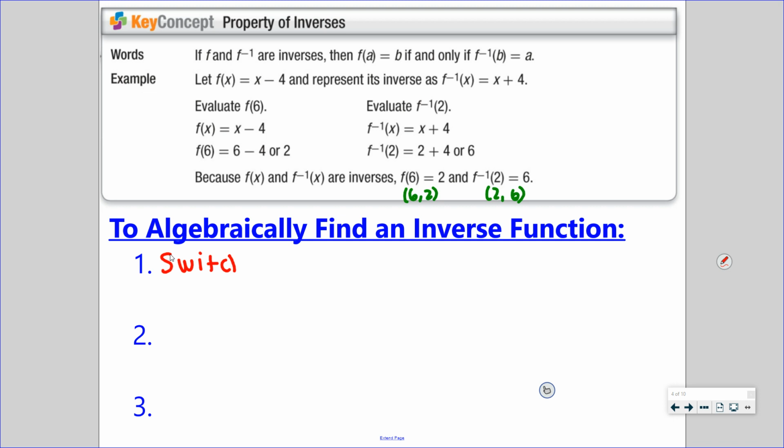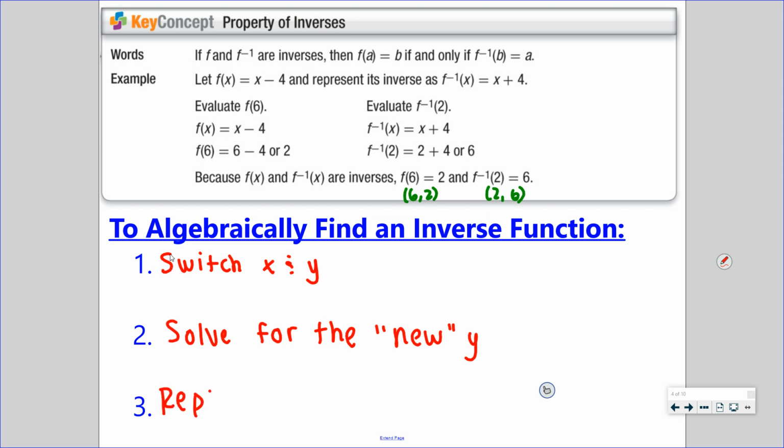Switch x and y. What you just did there is you technically reflected it. All of the x coordinates became the y coordinates and vice versa. And then you're algebraically going to solve for the new y. The reason why is because that's how we write functions, as y equals or f of x equals. Solve for the new y. And then lastly, and I'm really picky about this notation, you're going to replace that new y with the correct notation for inverses, f to the negative first of x. Okay, that's how you're going to algebraically find the inverse. And of course, we'll do it in a couple examples.